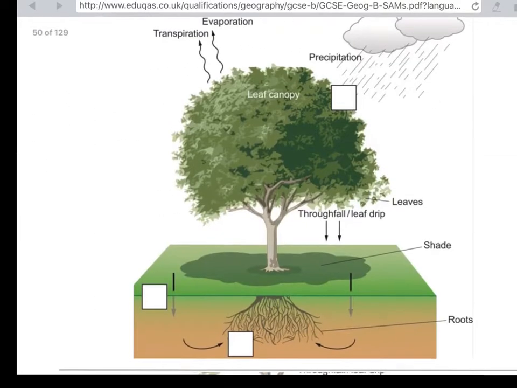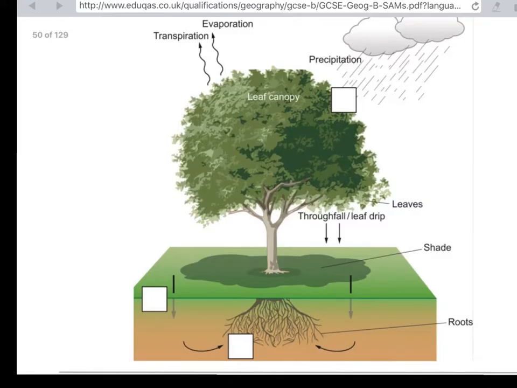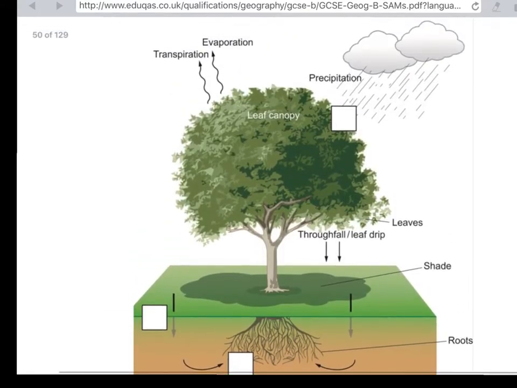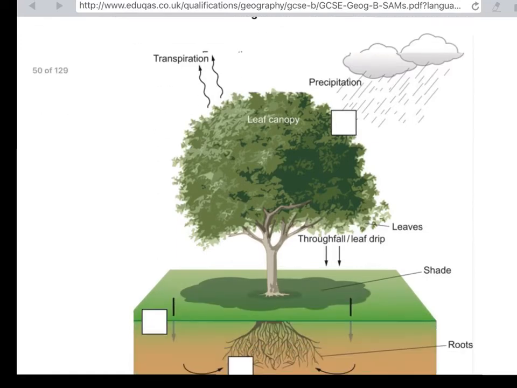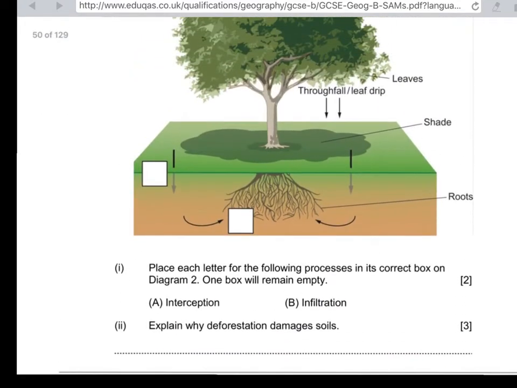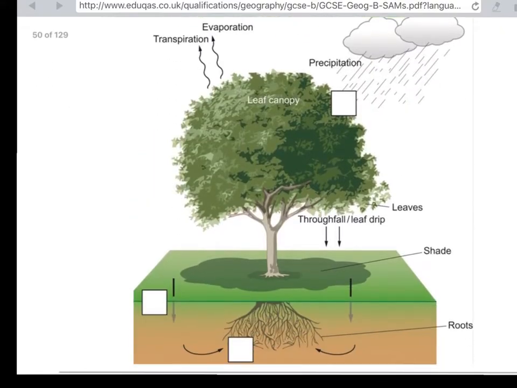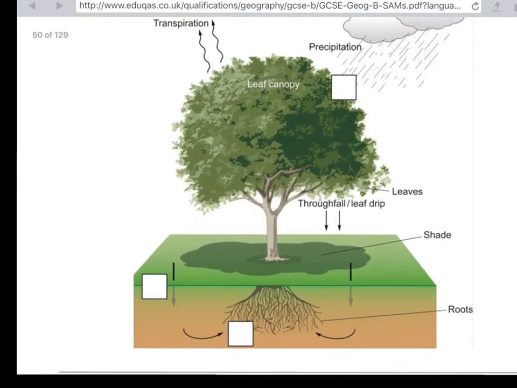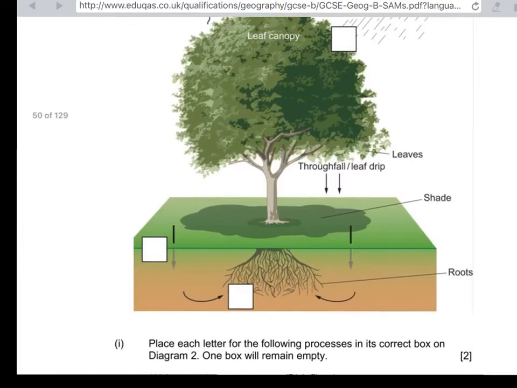Okay, then you've got a diagram here showing some parts of the water cycle, and it shows you why trees being cut down, deforestation is the issue. So where's interception? Well, interception will be here where the tree catches it. Infiltration is going to be where the water soaks into the soil, and I'm not quite sure why they've got C, which looks like it's the water being taken up by the roots. Clearly they haven't got that one.